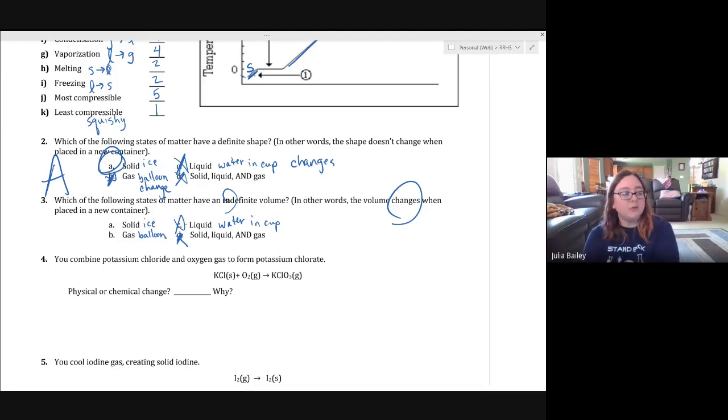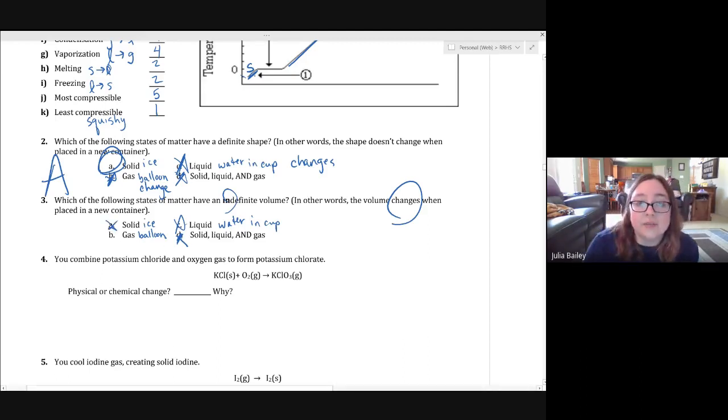If I think about an ice cube, and I move an ice cube from my ice cube tray in my freezer into a cup, before the ice starts melting, does the amount of space the ice takes up change? No, this ice cube stays the same size until it starts melting. The act of moving it from one container to another does not change how much space the ice cube takes up. So that has a definite volume, which means solid's not our answer here.